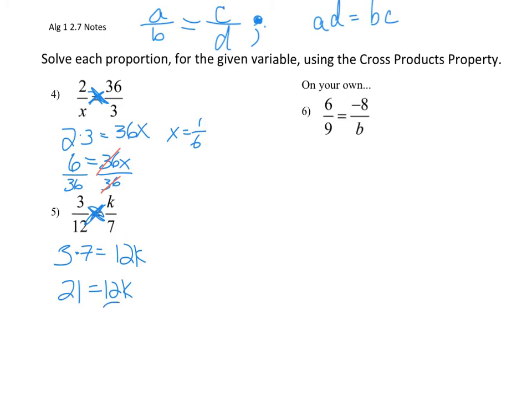I can use the division property of equality next and divide both sides by 12. That does reduce as well, so I can divide the top and the bottom by 3. K is going to be equal to 7 over 4. 21 divided by 3 is 7, and 12 divided by 3 is 4.